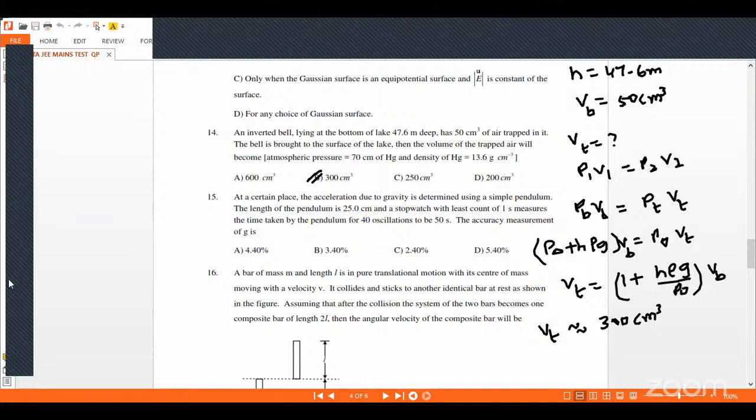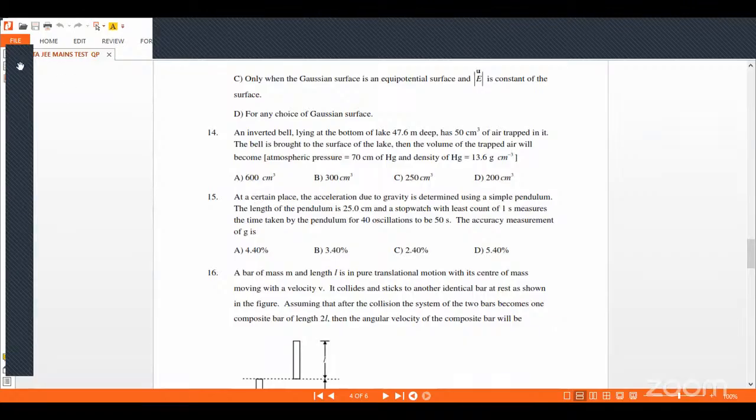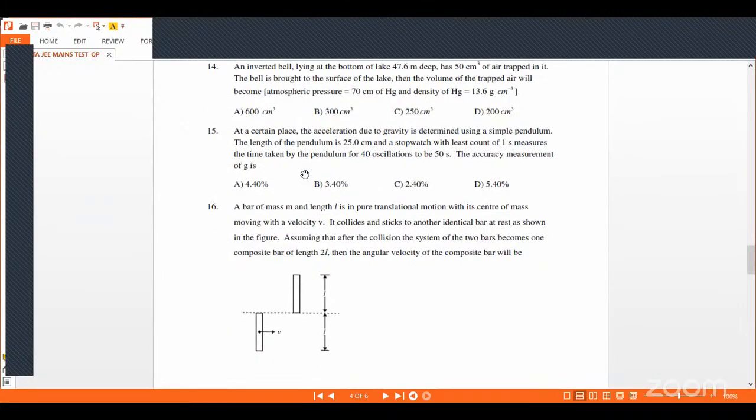Next, the 15th one. At a certain place, acceleration due to gravity is determined using a simple pendulum. The length of the pendulum is 25 centimeter, and the stopwatch has least count delta t equal to 1 second. It measures the time taken by the pendulum: for 50 seconds, it had taken 40 oscillations.